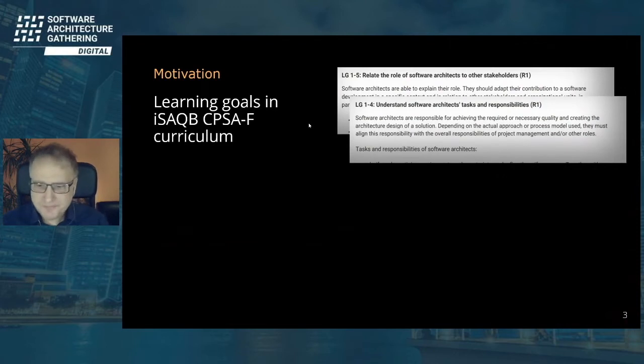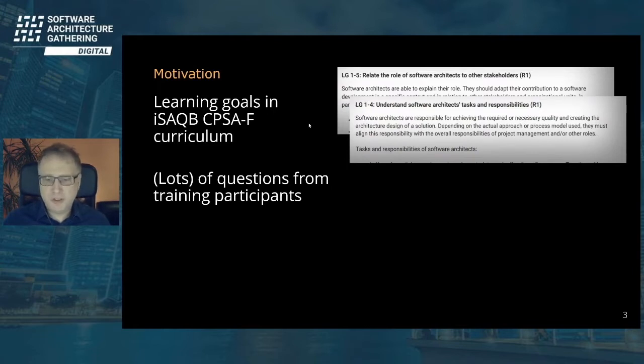So why this talk? At first, we have those learning goals in the iSAQB curriculum. So our students, our training participants should understand their tasks and responsibilities. And of course, they should be able to explain their role. And when giving trainings, I really have a lot of discussions about it, a lot of questions from training participants coming from all different places. And so, how do we convey those things, their role, what they have to do, what they shouldn't do to the people?